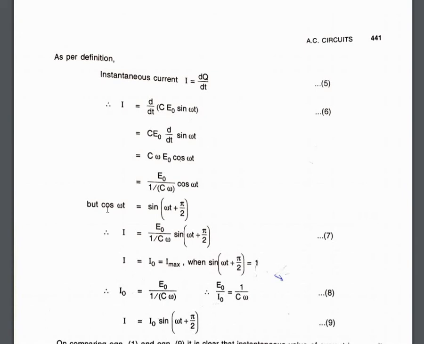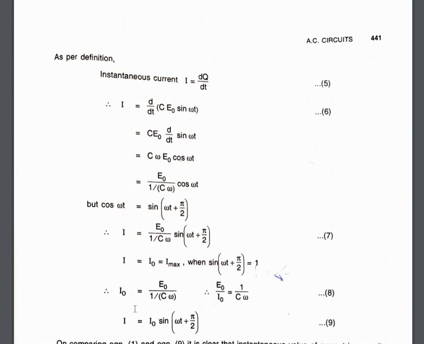So we know that cos omega t is nothing but sine of omega t plus pi by 2. So we can write the current as I is equal to E0 by 1 by C omega, into sine of omega t plus pi by 2. When will I be maximum? When sine of omega t plus pi by 2 is equal to 1. At that time, the current in the circuit is maximum and it is given by I0 or I max.